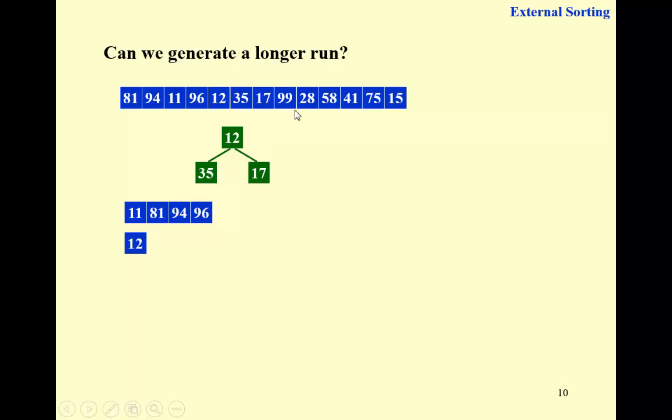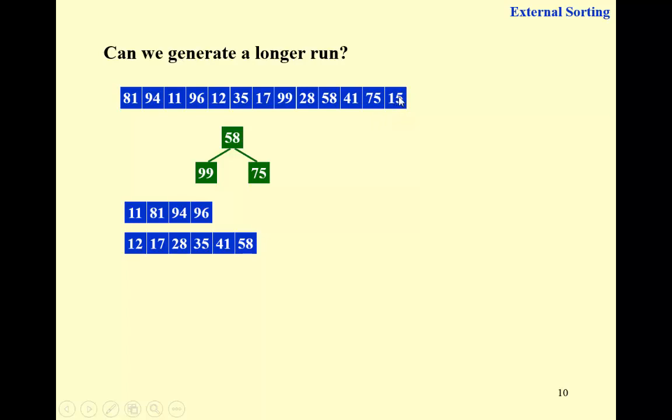And then the next one will be 99. And since 99 is larger than 12, let's count it in. Next, output 17 and read in 28. 28 is larger than 17, so let's count it in. Output 28 and read 58, and 58 is also larger than 28, so again count it in. Output 35 and input 41. Output 41 and input 75. You see how it's working? Now output 58 and input 15.